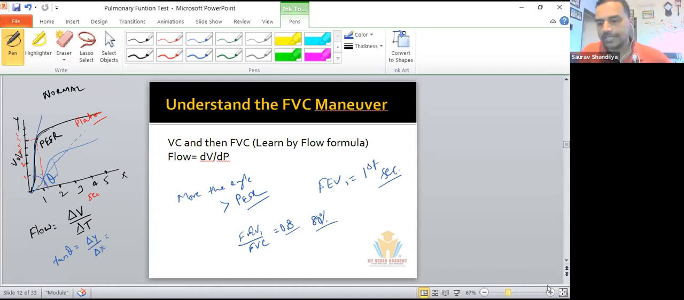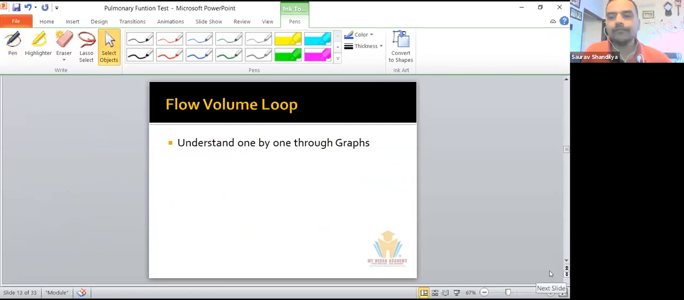Now, apart from that, if we talk about the next concept called flow volume loop, okay? Now, flow volume loop, how many of you can identify the flow volume loop by seeing the graph? Suppose you see the flow volume loop, can you identify how it is? Okay, I will not share any diagram. What I'll do, I'll draw the diagram and then I'll see that you understand this properly.